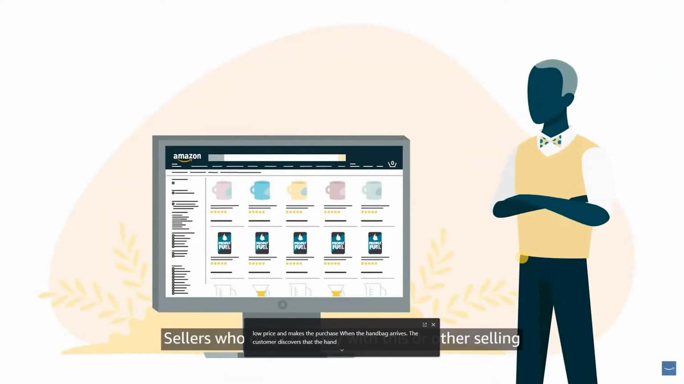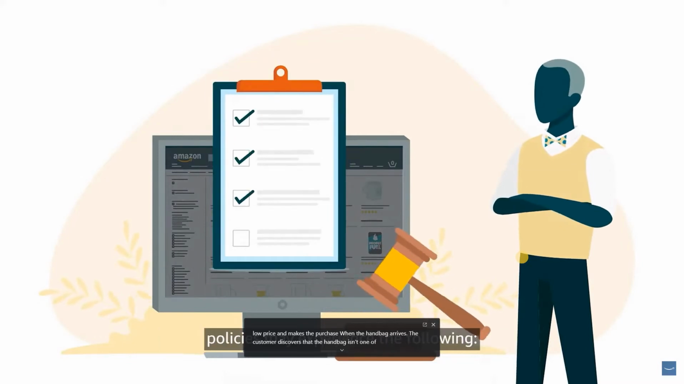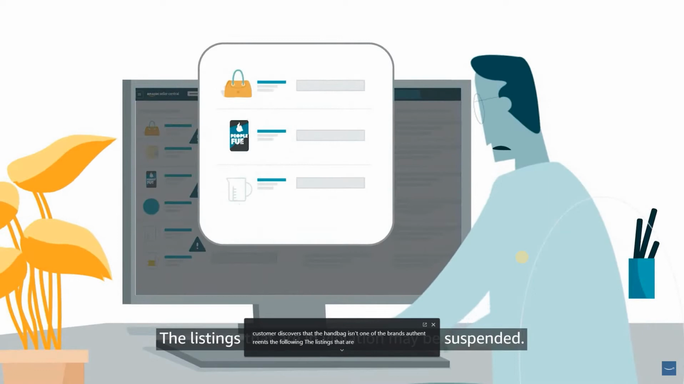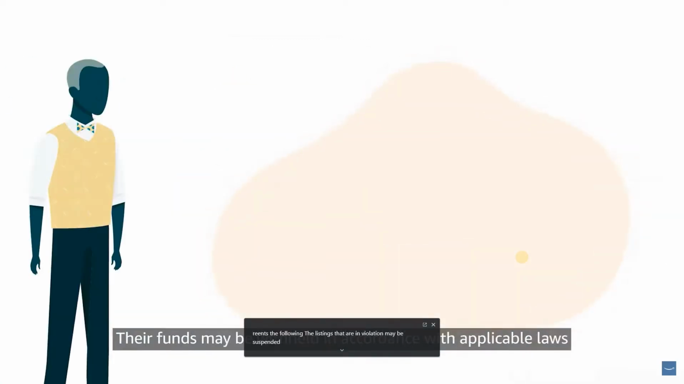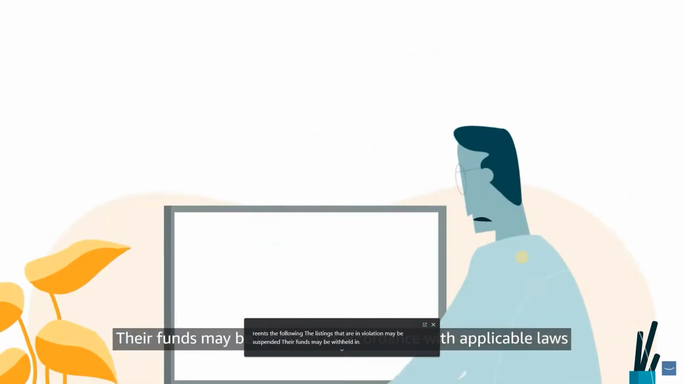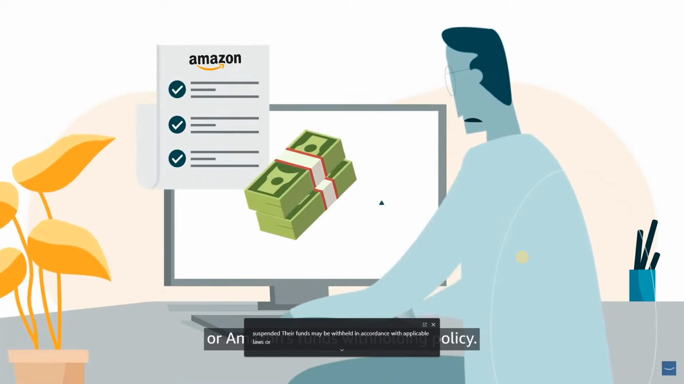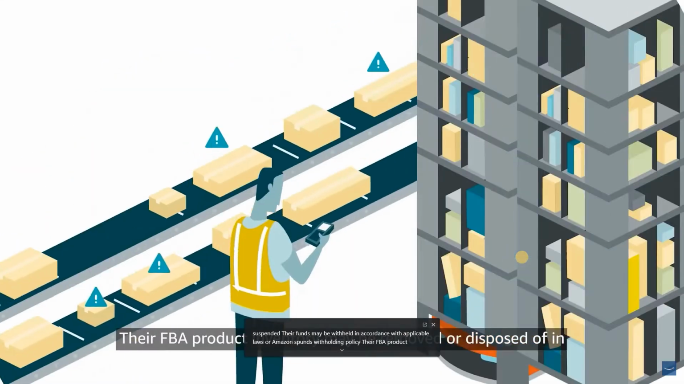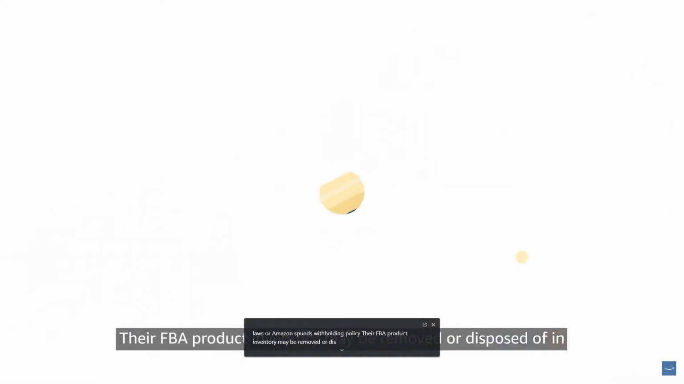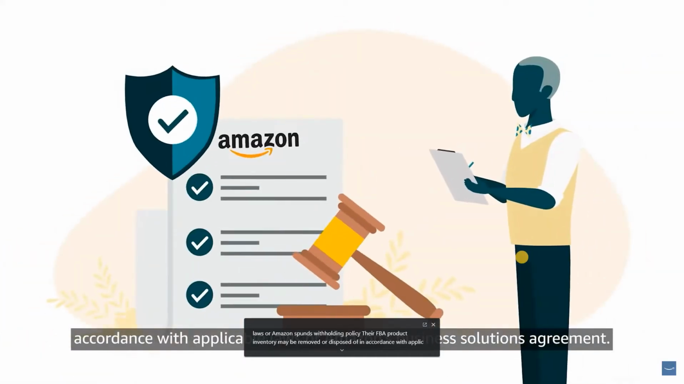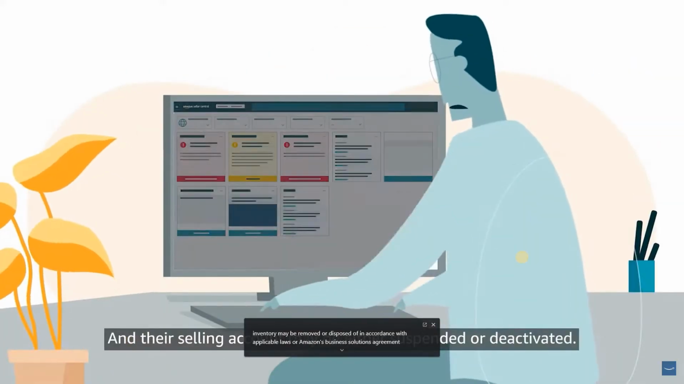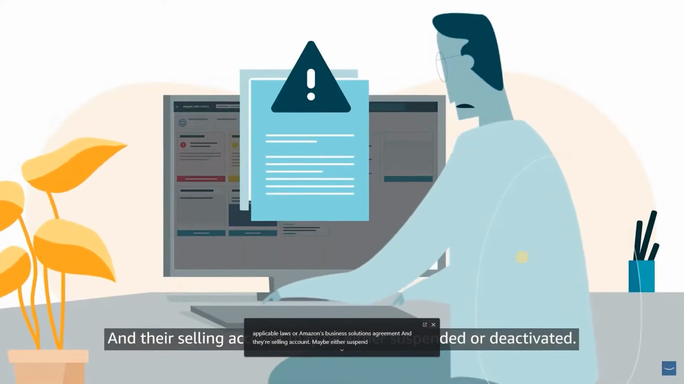Sellers who don't comply with this or other selling policies may experience the following. The listings that are in violation may be suspended. Their funds may be withheld in accordance with applicable laws or Amazon's funds withholding policy. Their FBA product inventory may be removed or disposed of in accordance with applicable laws or Amazon's Business Solutions Agreement. And their selling account may be either suspended or deactivated.